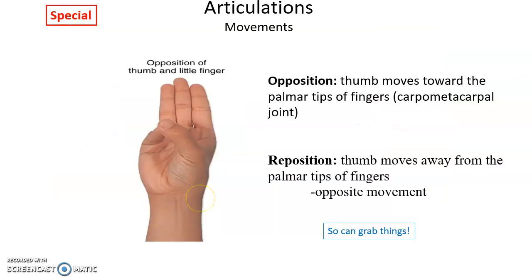All right, opposition and reposition is a movement of the thumb so that you can pull the thumb around in front of the palm so it's able to touch the fingertips, or pull it back so it's no longer in front of the palm, no longer touching the fingers. So opposition, reposition. Why does it get this special movement? Well, because it's the movement that lets us grab things.